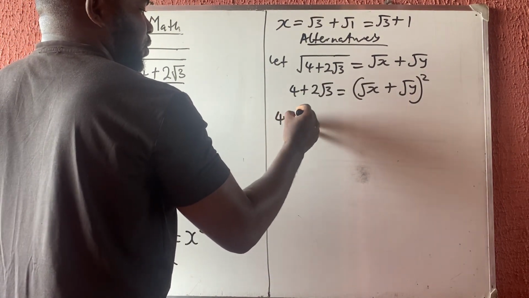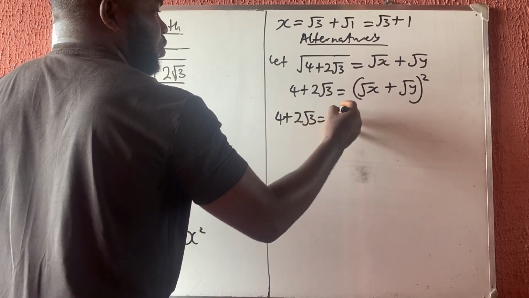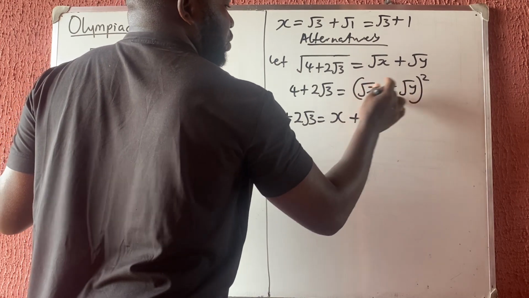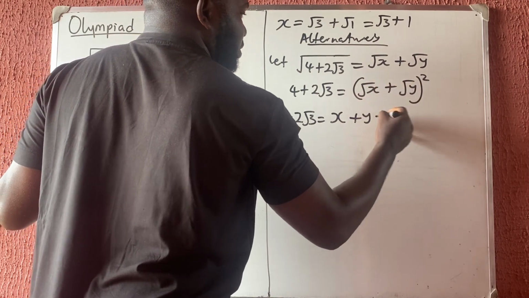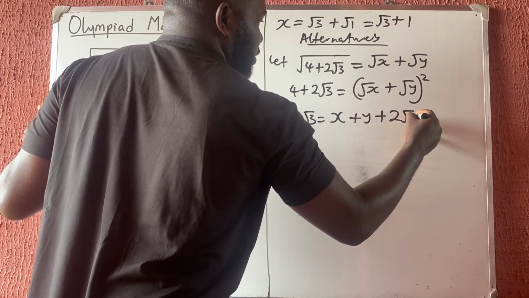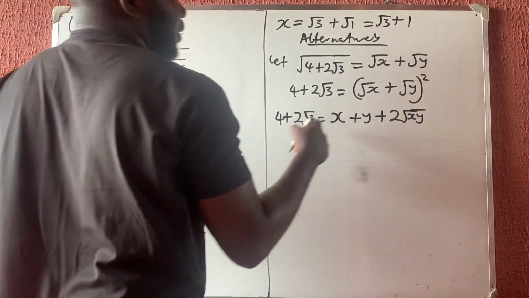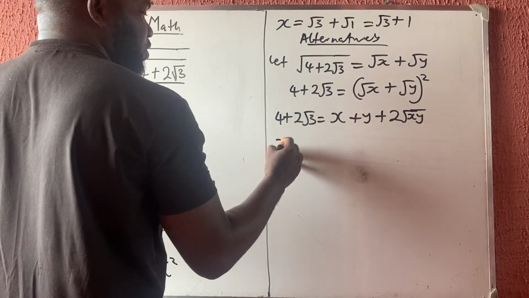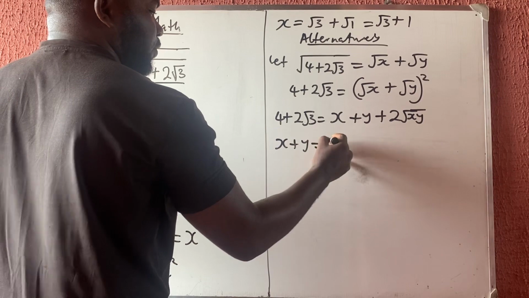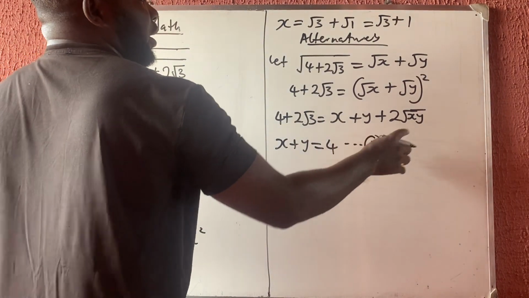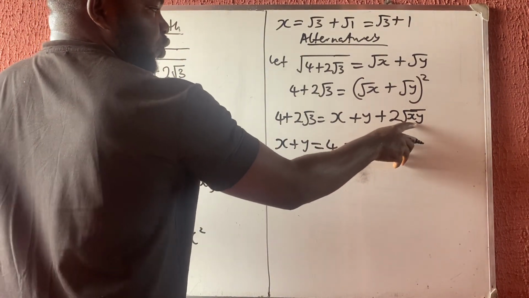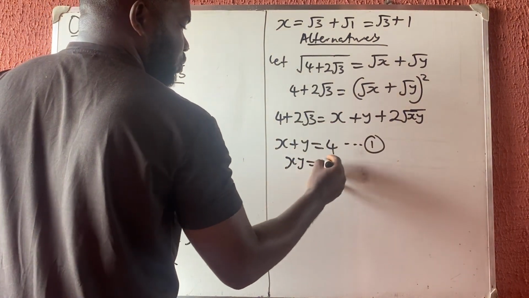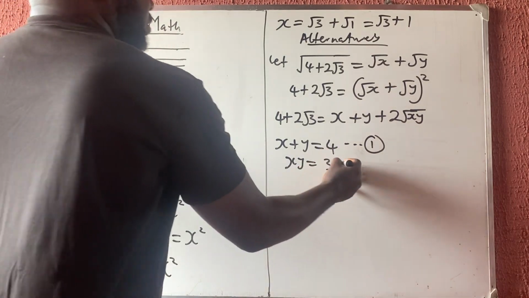Now let us expand this side. I'm going to have that 4 plus 2 root 3 is equal to square the first one, x, square the last one, y, and multiply the first one and the second one, double it, I'm going to have 2 root xy. Okay, so now if you compare the left hand side and the right hand side, you see that those that are not inside the square root, which is x plus y, is equal to this 4 that is not inside the square root, equation 1. And then this one has 2 inside the square root, and that one has 2 inside the square root. So it means that xy here is equal to 3. Okay, now this is equation 2.